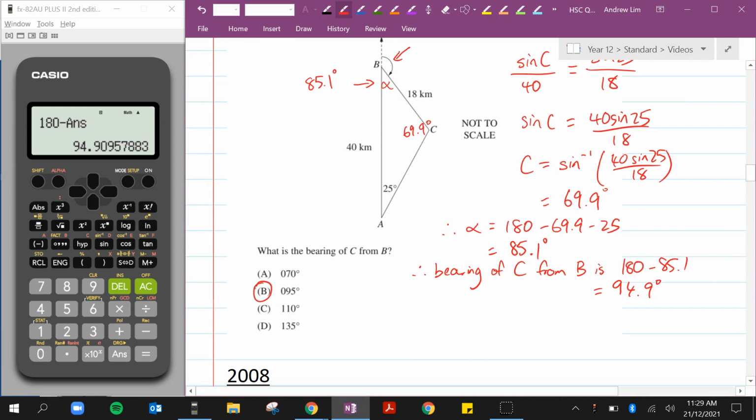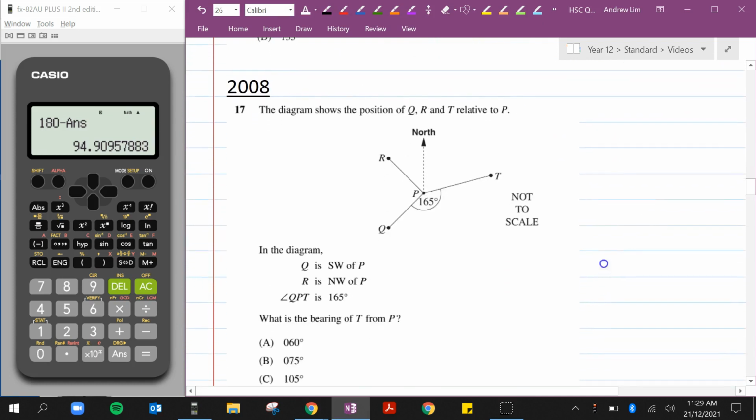Now, just so that you know, for bearings, it must always be 3 digits. So if it's less than 100 degrees, make sure you put a 0. So if this was not a multiple choice question, make sure you write 095 degrees, not 95 degrees. Okay, this is not a bearing.